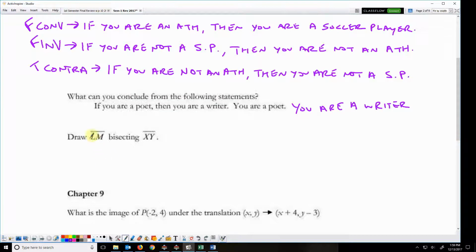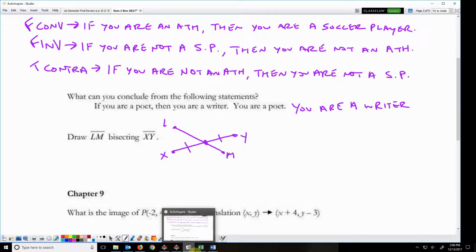Draw a line segment LM bisecting XY. So it is LM that is going to do the bisecting, XY is going to be bisected. So here's segment XY. Here's the midpoint of it. LM has to go through that midpoint. As long as LM goes through the midpoint, it is bisecting XY.